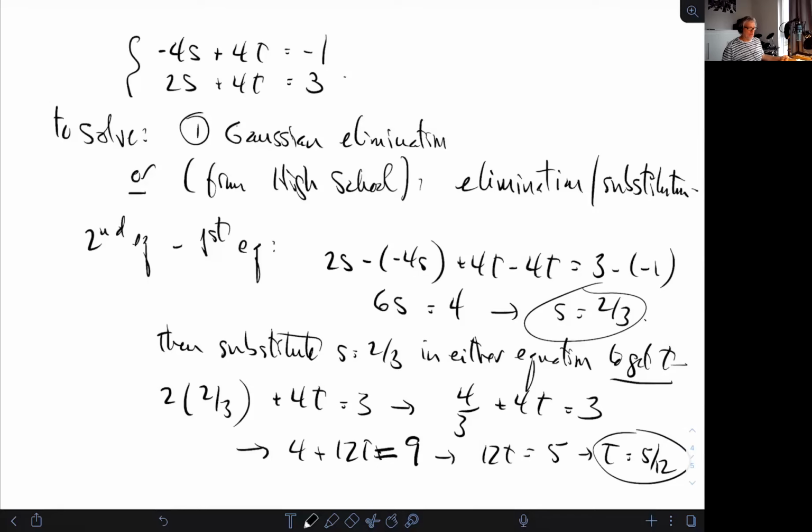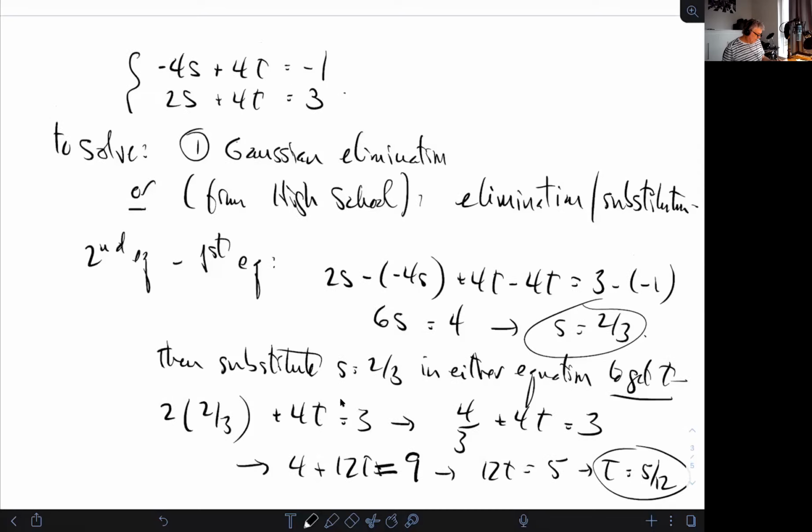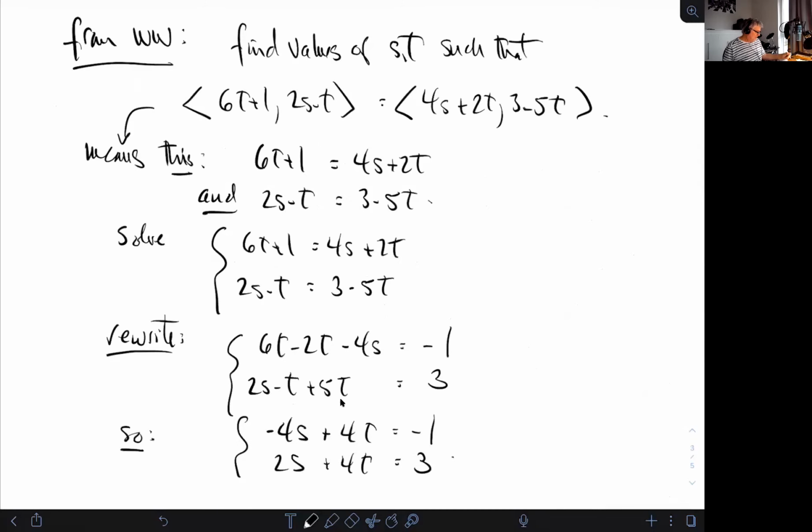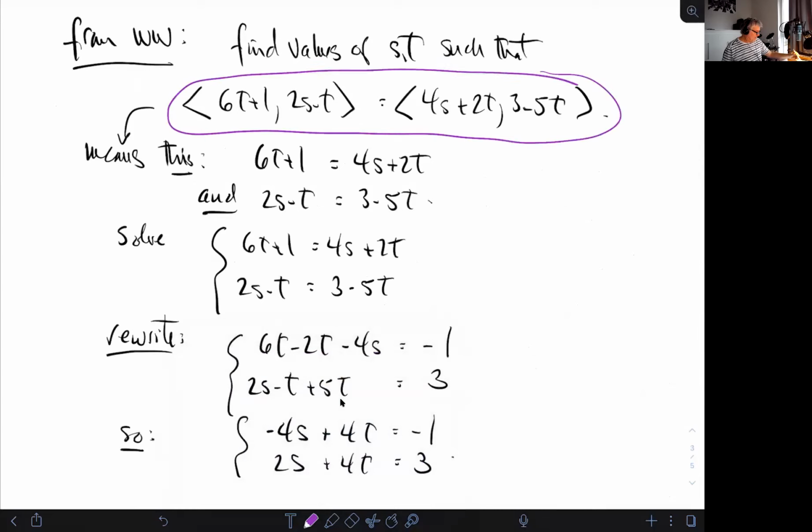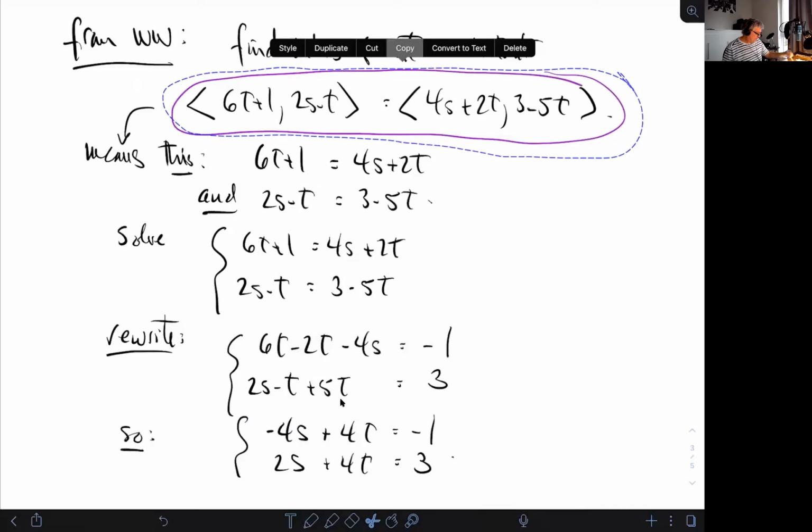Ah, okay. Yep. So I have to go back to this. So you look at this and you just plug in the values you found for s and t, right? That should give you the same thing on both sides. So let's copy this.